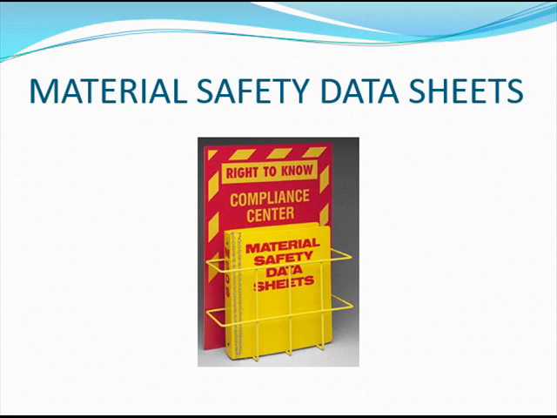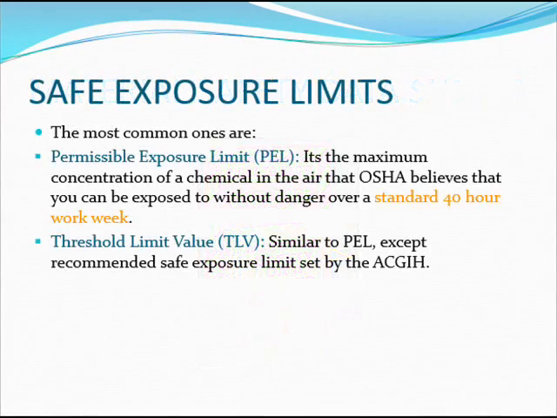Safe exposure limits. The most common ones are the Permissible Exposure Limit, PEL. It is the maximum concentration of a chemical in the air that OSHA believes you can be exposed to without danger over a 40-hour standard work week. Then the Threshold Limit Value, TLV, is similar to the PEL except it's a recommended safe exposure limit set by the ACGIH.